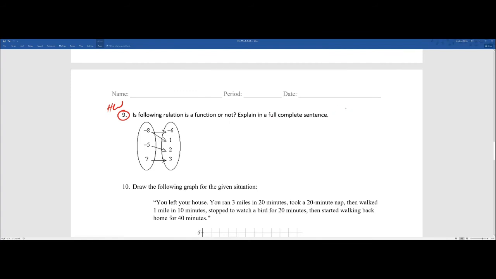So if you press option 1 on a soda machine, you shouldn't be getting a Pepsi and a Sprite. That is not functioning. That machine is broken. This is actually a 1 to 2 relationship. This is not a function. That is just an example.